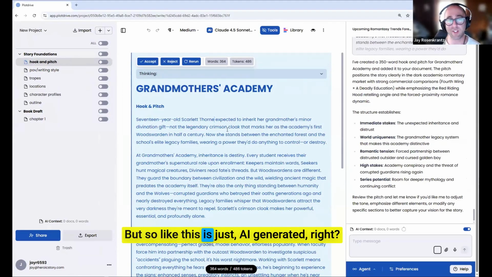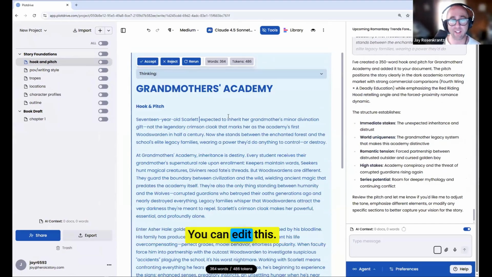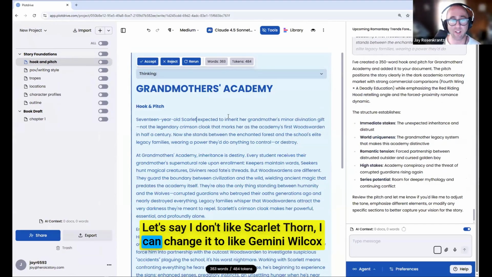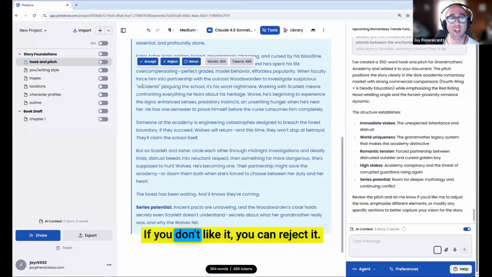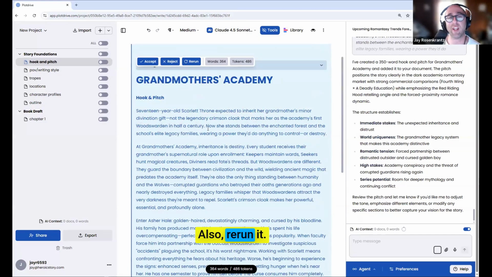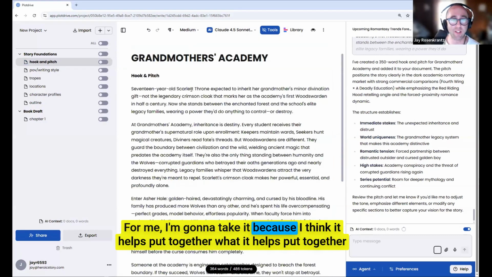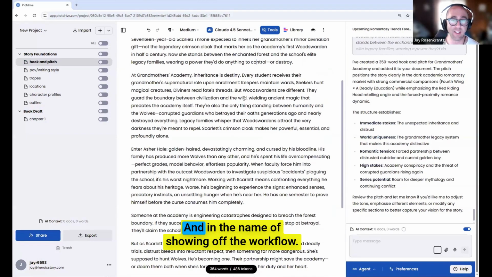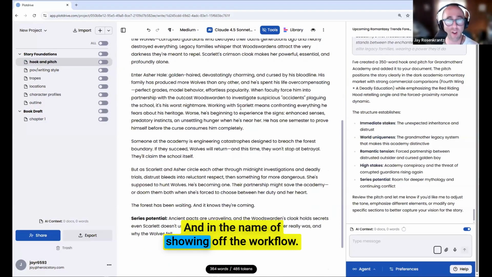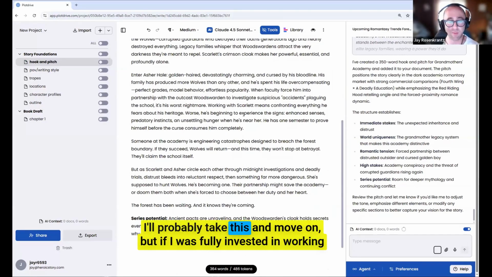But this is just AI generated, right? You can edit this. Let's say I don't like Scarlet Thorn, I can change it to Gemini Wilcox or whatever, which is terrible. Actually Scarlet Bones, but probably better. If you don't like it, you can reject it and also rerun it. For me, I'm going to take it because it helps put together the concept of what this is about. And in the name of showing off the workflow, I'll probably take this and move on.